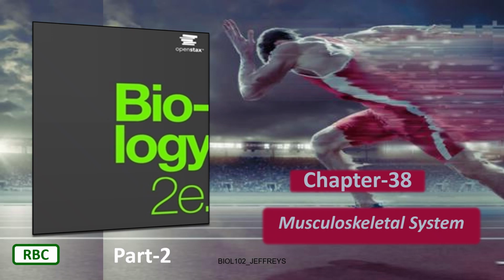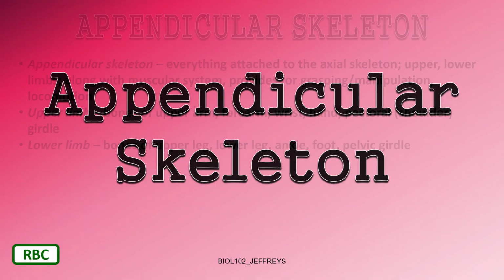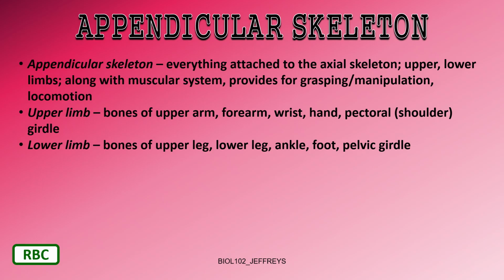All right. Welcome to Chapter 38, Musculoskeletal System. This is part 2 of 4 parts. This time we're looking at the appendicular skeleton. Okay, so the appendicular skeleton is everything that is attached to the axial skeleton.